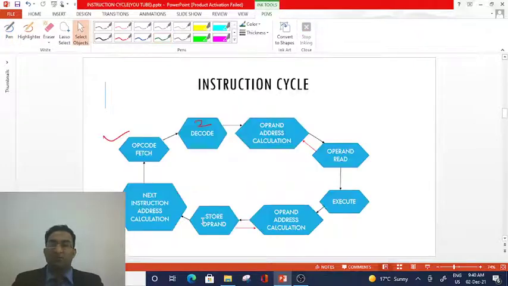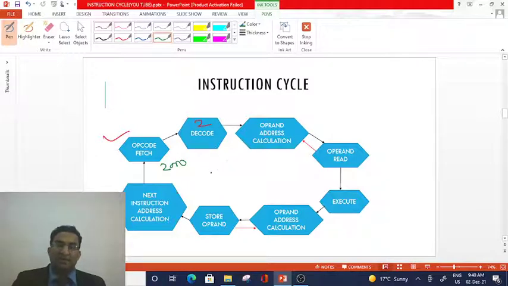So from the 2000 location, opcode will be fetched. As I told you, fetch operation means we are doing a memory read operation, but basically this is an instruction, so that means opcode fetch operation. So opcode is fetched. After that, that particular instruction will be decoded. Now the processor will understand that binary pattern.